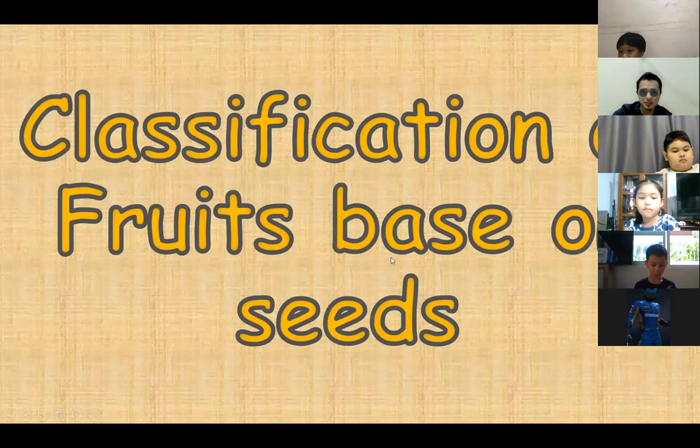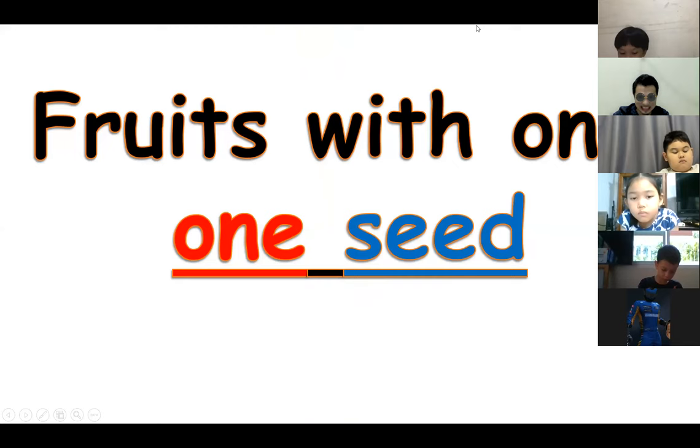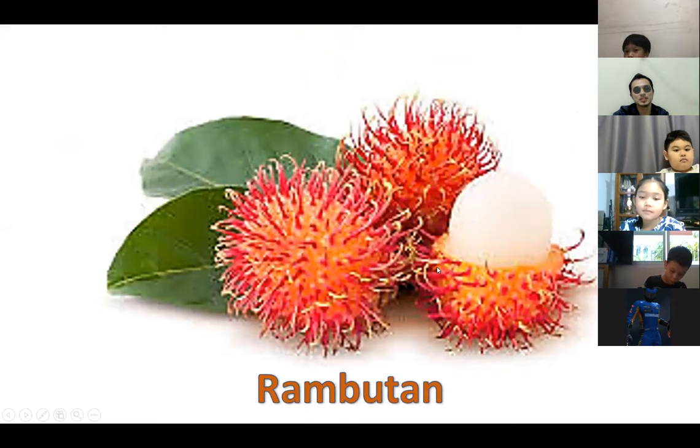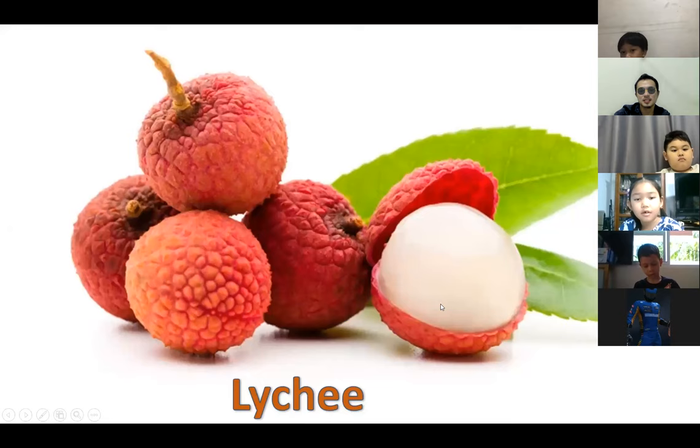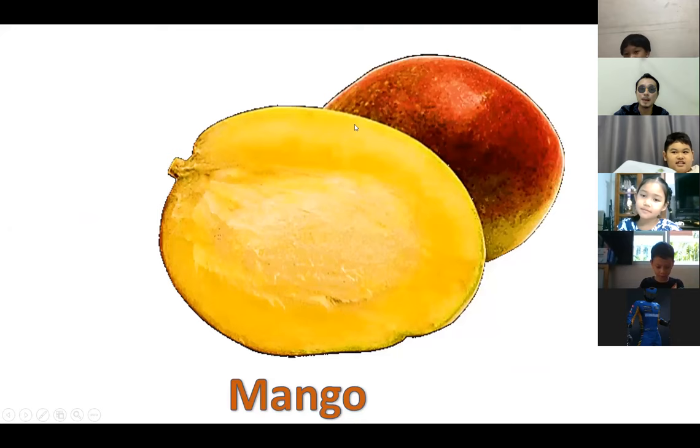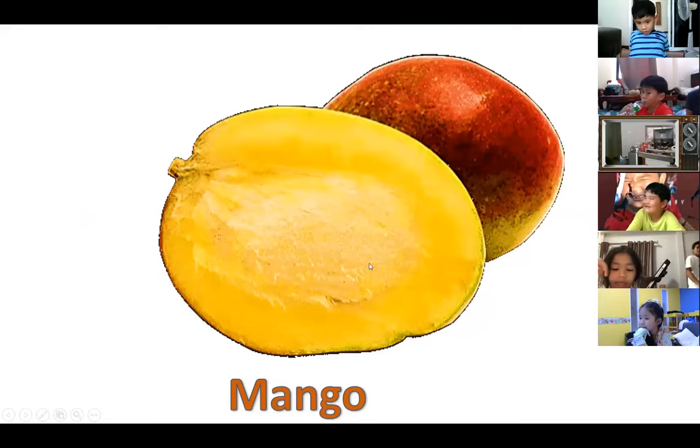based on the seeds. We have fruits with only one seed. Only one seed. Okay, we have avocado. We have rambutan. Only one seed. We have longan. Lychee. Lychee fruit, a lychee plant, has only one seed. Remember? Has only one seed. Mango has only one seed too.